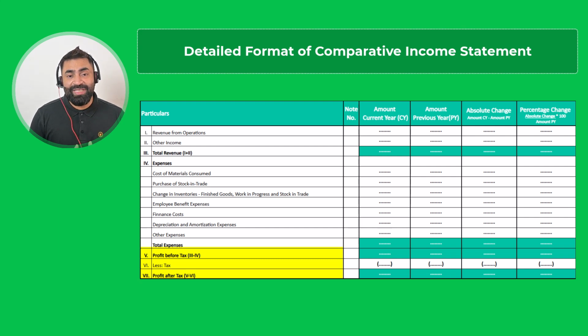All right, so this is the format for you. So it's really easy. I think it seems easy. It is actually easy. Now let's see how do we solve a problem using this format. How do we make a comparative income statement? Now that you know why do we make it and what is the format, now let's actually make it.